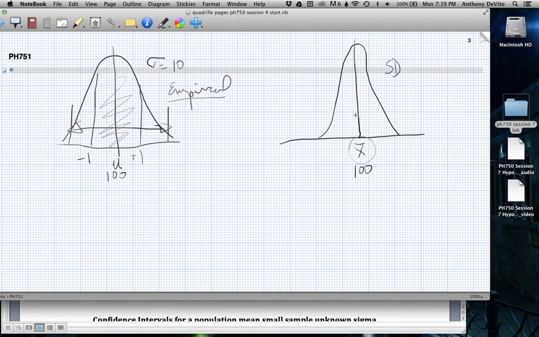And I keep repeating it. I could get two people with blood pressures of 120, right? So each sample result is going to be closer to the mean, but it still can be pretty spread out.